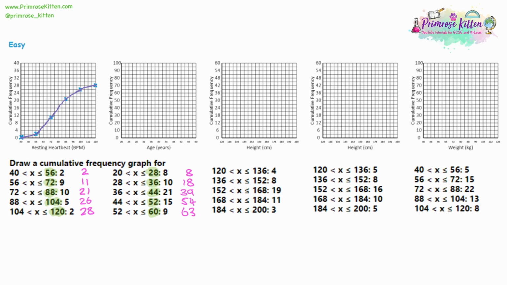So at 28, we're going up to 8. And with the axes here, it's a little bit difficult to see where the 8 is. So in a case like this, plot it as closely as possible. At 36, we're plotting 18, just before 20. At 44, we are plotting 39, so just before 40. At 52, we're plotting 54. And at 60, we're plotting 63.